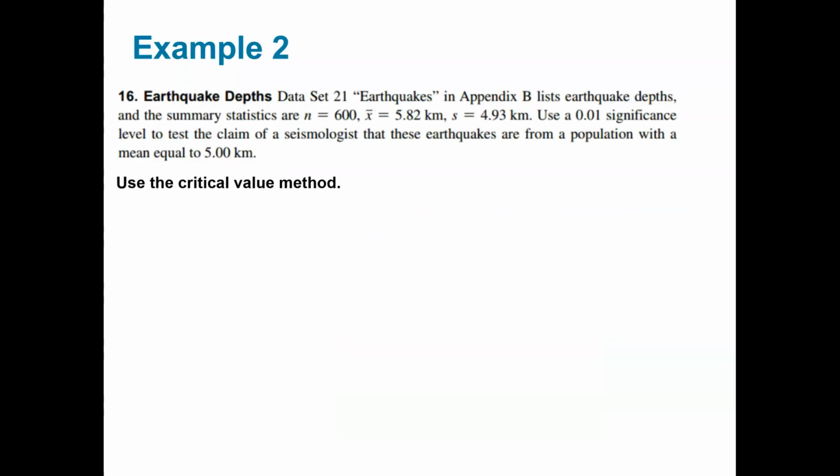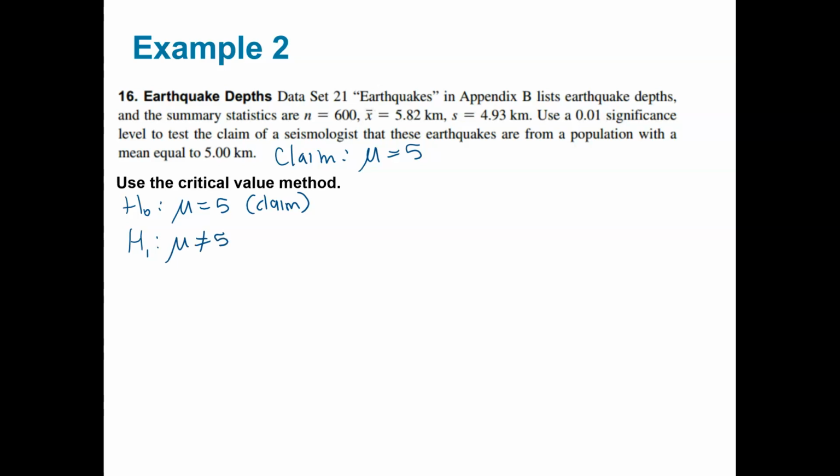And let's do another example. So in this data here, they give us our summary statistics. They give us a different significance level, and they want us to test the claim of a seismologist that these earthquakes are from a population with a mean equal to 5. So our claim is that the mean is equal to 5. So they want us to use the critical value method. So it has equality, so our claim is the null hypothesis, and so this would be not equal to 5.